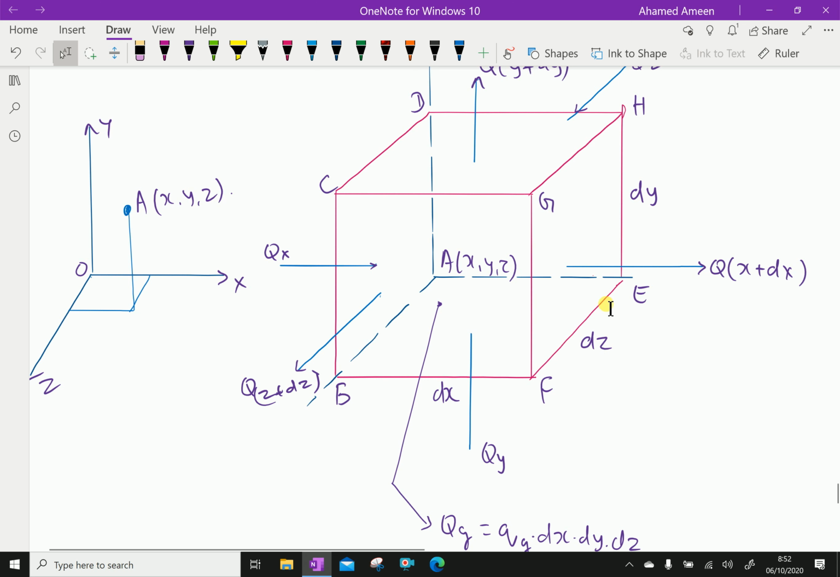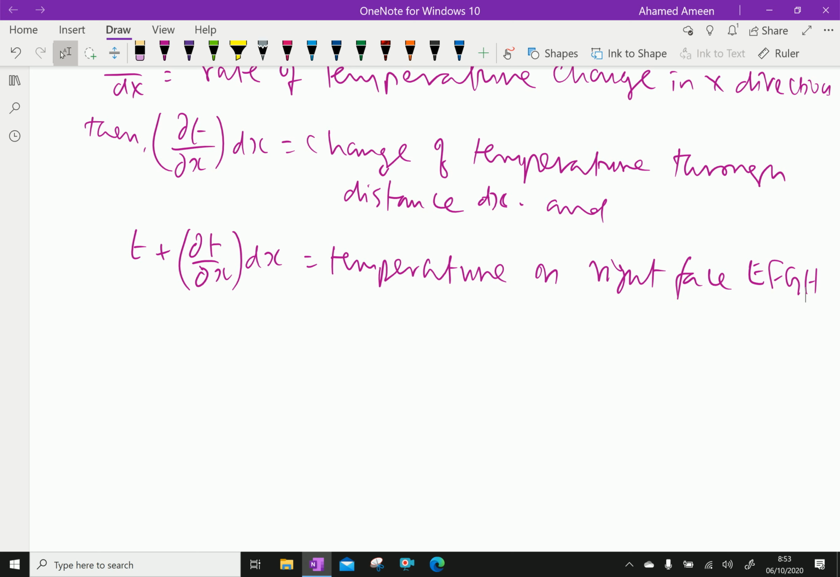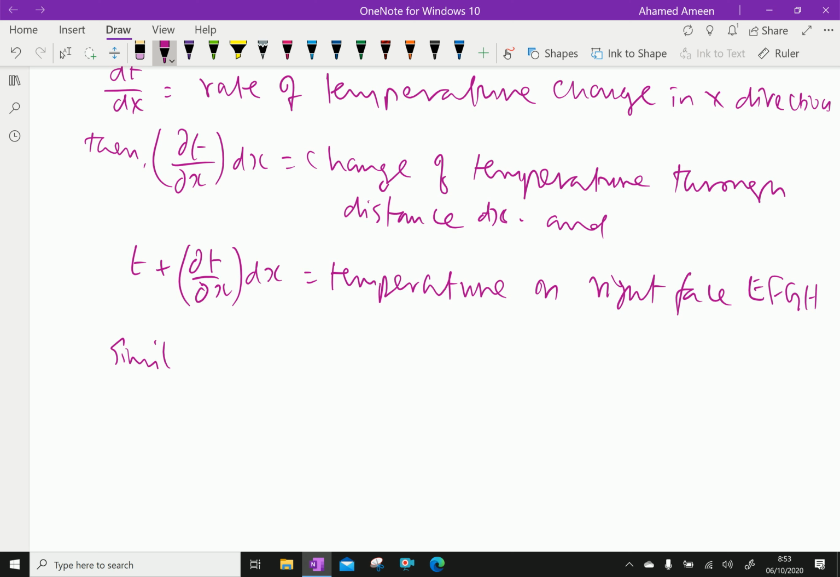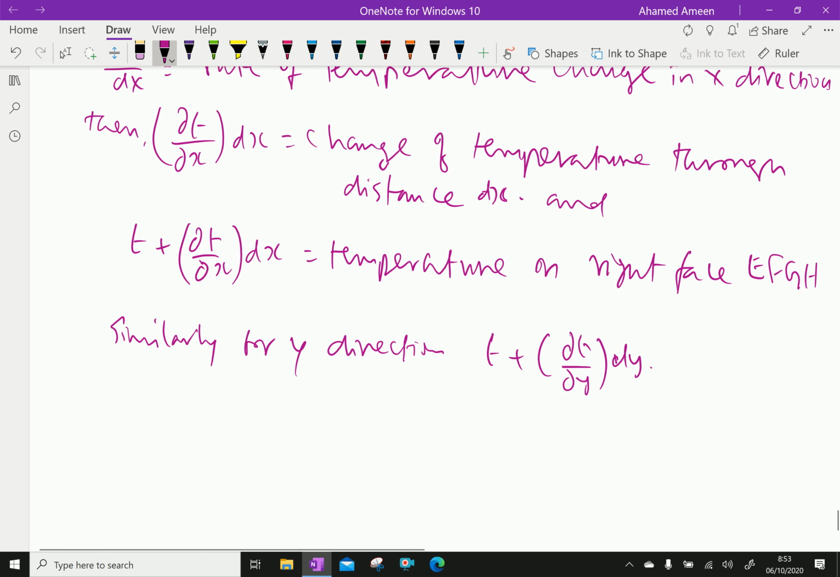Similarly, you can write for all directions. For the y direction it is T plus ∂T/∂y times dy, and for the z direction it is T plus ∂T/∂z times dz.